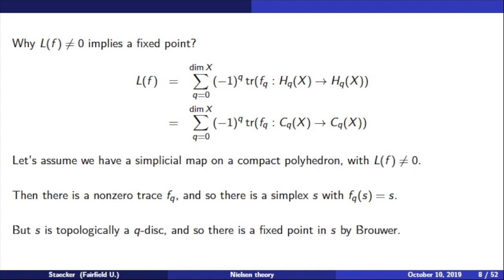That means, at least locally, geometrically, we have this simplex which is being mapped onto itself by the function. And a simplex is the same topologically as a disk. So that means there is a fixed point in that simplex because it maps onto itself. By the Brouwer fixed point theorem, there must be a fixed point in that simplex. And that's why the Lefschetz theorem is true. Because if this number is not zero, then there must be a trace which is not zero, which means there's a fixed simplex, which means there's a fixed point. That's how it goes.